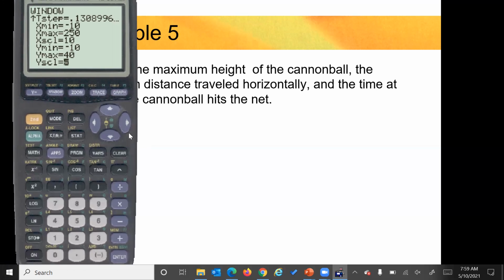I can barely see that. What's the Y minimum? Y min is negative 10. Cool. Y max is 40, and Y scale is 5. Cool. All right, I'm going to graph again here. And now we need to figure out that little trace value right there.